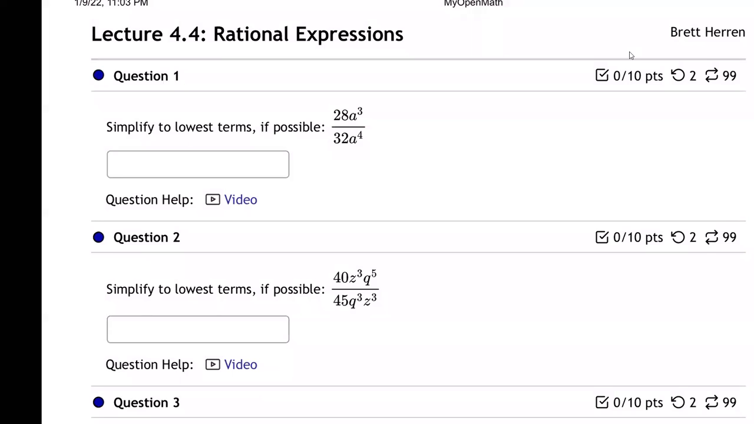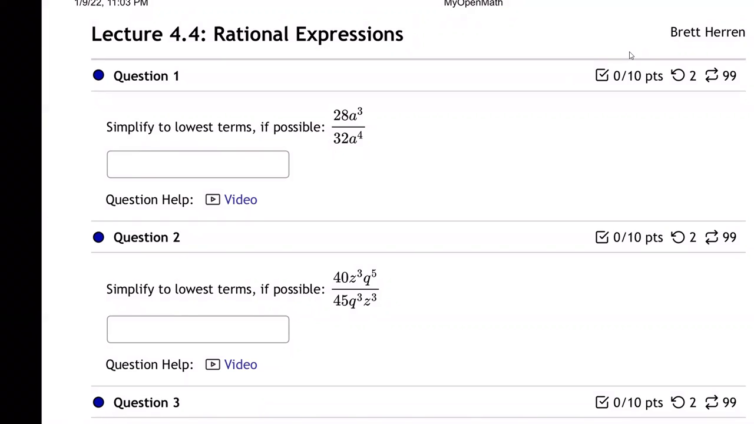Okay, so in this section, we're talking about rational expressions, as it says right here. And so what is it we're wanting to do with this one? Well, here on number 1, they want us to simplify this expression. We want to simplify this expression. So how do we simplify that expression?